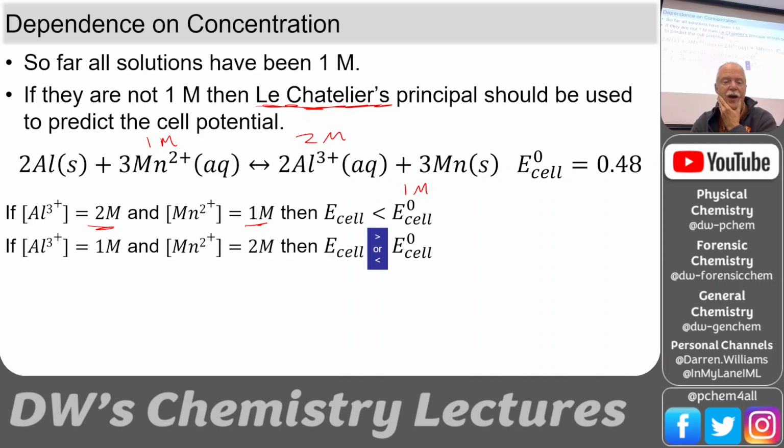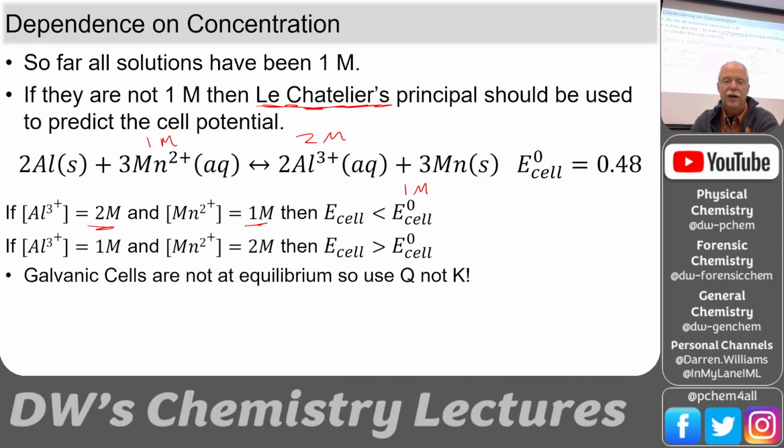Okay, what if we swap that? We made manganese 2 molar and aluminum 1 molar, then it would push harder because we've got more reactants than the standard situation. So it's going to push forward a little harder. So we'd have a higher potential. And again, that potential is the number of volts this reaction produces. And we can control that voltage by changing the concentrations. That's the take-home lesson.